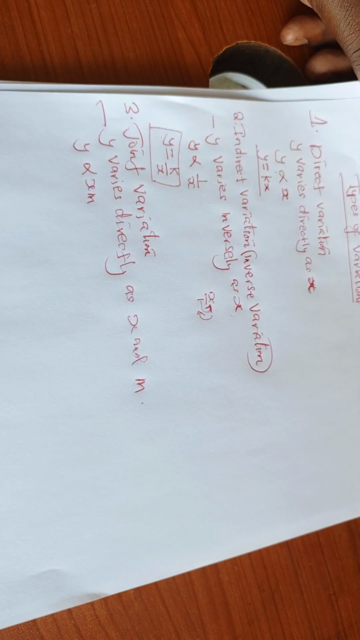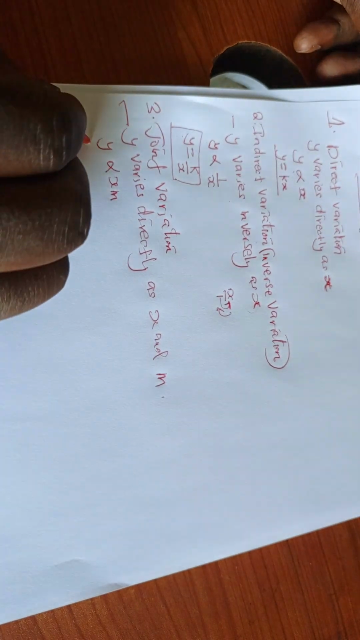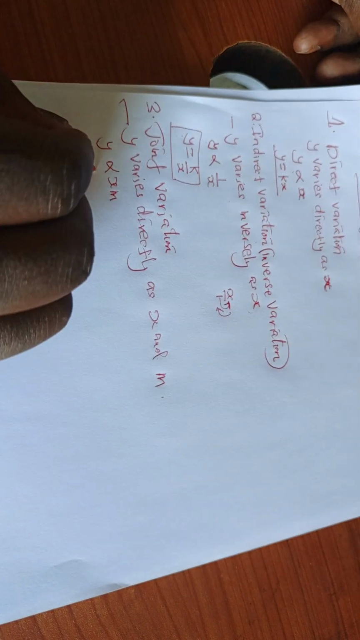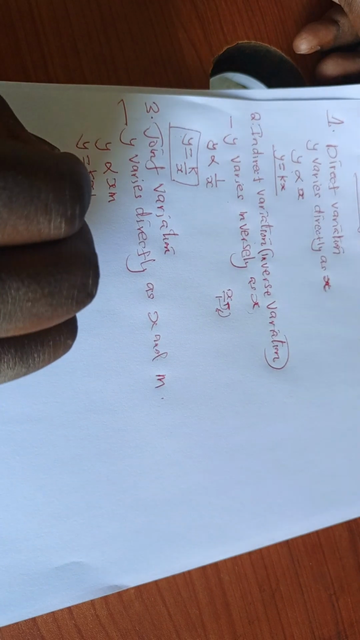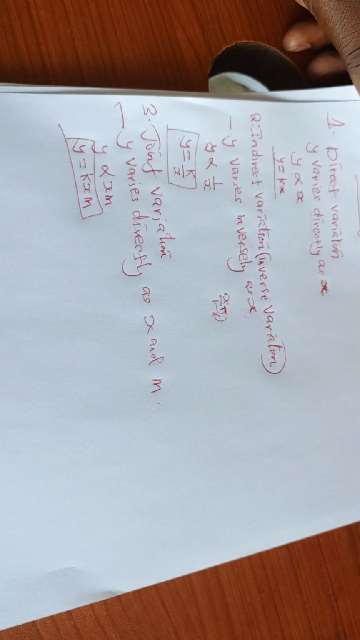Then now we're going to introduce k, which is the constant, and the equal sign. So we're going to say y is equal to k x m like this. This one will be our equation for this part.